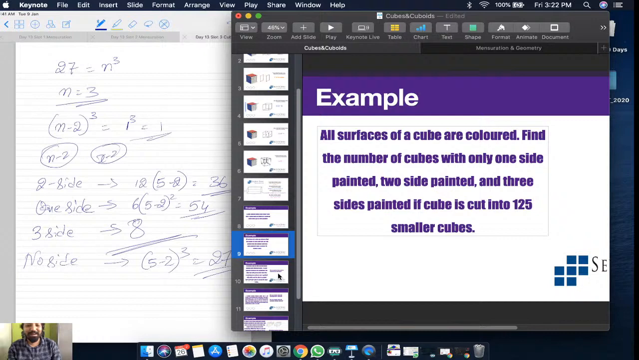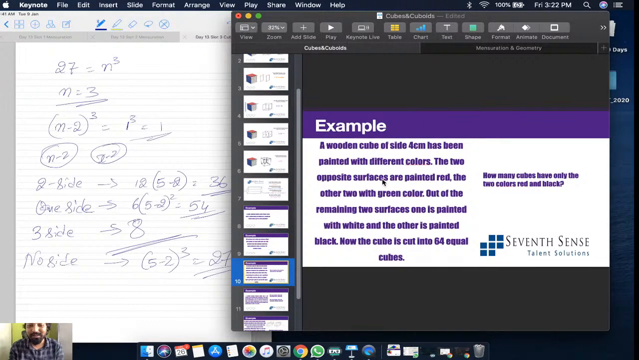I hope you understood, right? So do this question also. 54, 36, 8 is right. Thank you, Spurti. I am wrong. I know, I got to know. Sorry. Joylin, thank you. Yes, two side is 36, one side is 54. Yes. You guys are only right.